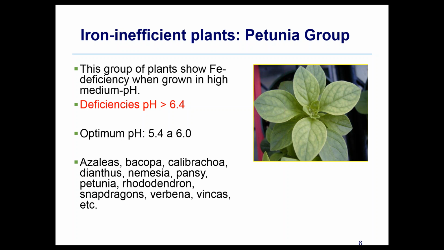So now when we look specifically at each group, we can see that the iron efficient plants like to have high iron in the growing media, high solubility of the iron. If the pH is over 6.4, you will start seeing deficiencies, and we're going to talk about how to identify those deficiencies. The optimum pH goes from 5.4 to 6, and other plants that belong to this group are azaleas, bacopa, calibrachoa, dianthus, nemesia, pansies, petunias, rhododendrons, snapdragons. Even though these plants are prone to nutrient deficiencies when the pH is high, you can also see toxicities, and we're going to talk about that at the end of the presentation.